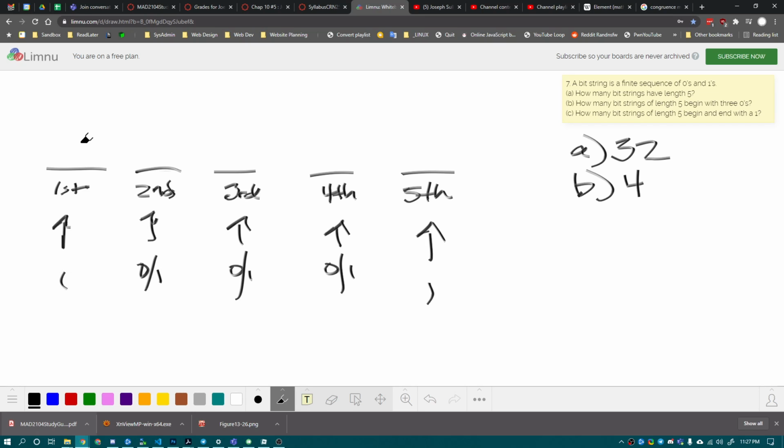Well, it has to be a 1. We only have one choice. In the second place, we have 0 or 1, so we have 2 choices. For the third, we have 2 choices. For the fourth, we have 2 choices. And for the fifth, again, it has to be a 1, so we only have one choice. 1 times 2 times 2 times 2 times 1 is 8. And that's it for this question.